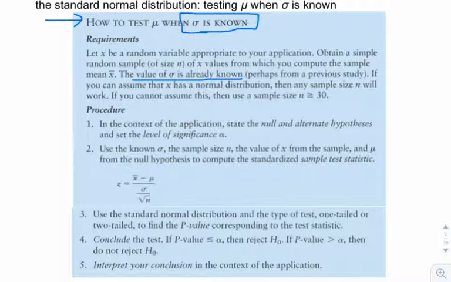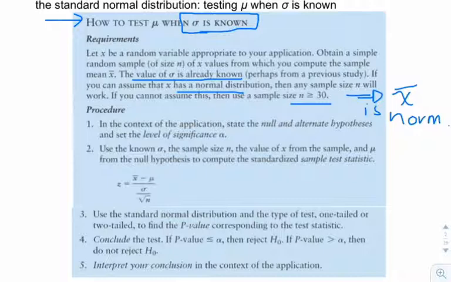So if you can assume that x has a normal distribution, that's great, because if x has a normal distribution, then so does x bar. So any sample size will do. If we don't know about x's distribution, then we're going to use a sample size of at least 30. Both of those conditions, x has a normal distribution or a sample size of at least 30, imply that x bar is normally distributed. Okay, so that's what we want.